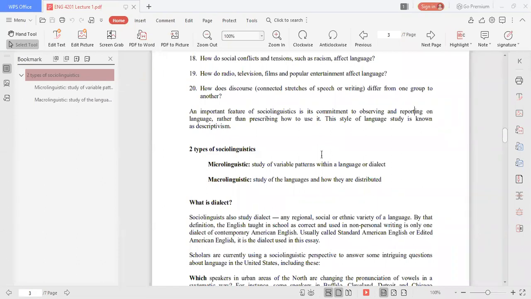So that is microlinguistics. Macrolinguistics is a study of languages and how they are distributed. That is from the broader perspective, when you do research or study and compare one place with another place, and also consider different social and linguistic aspects from different societies, districts or places, then it becomes macrolinguistics. Okay, is the difference okay? Yes, sir. Sir, macrolinguistics.